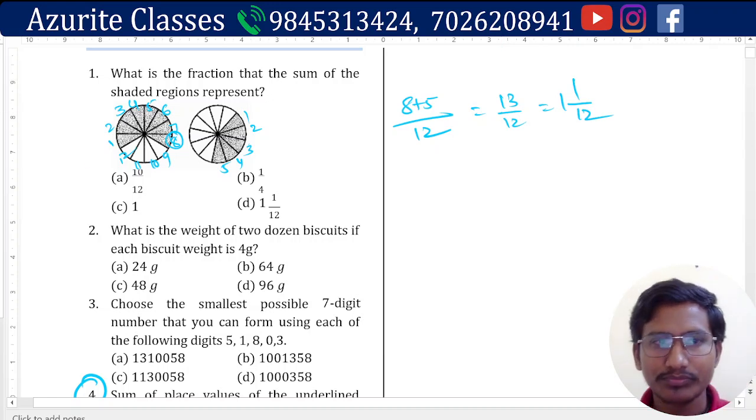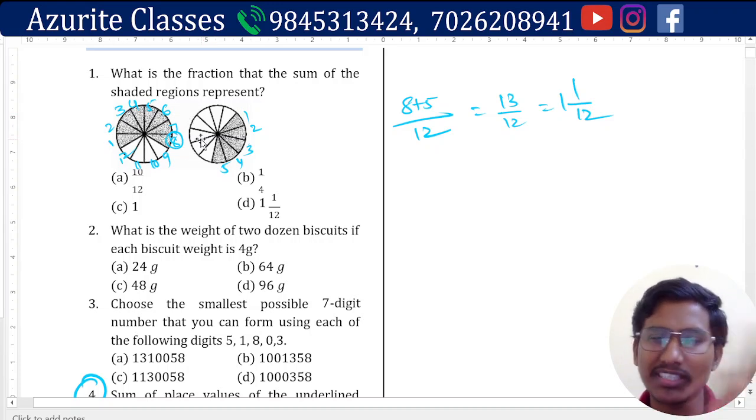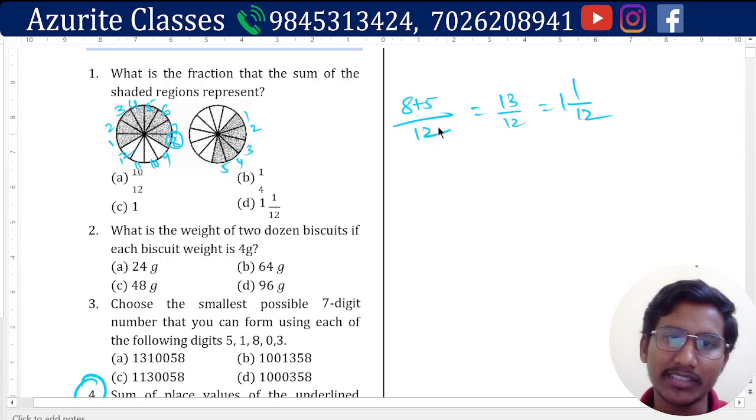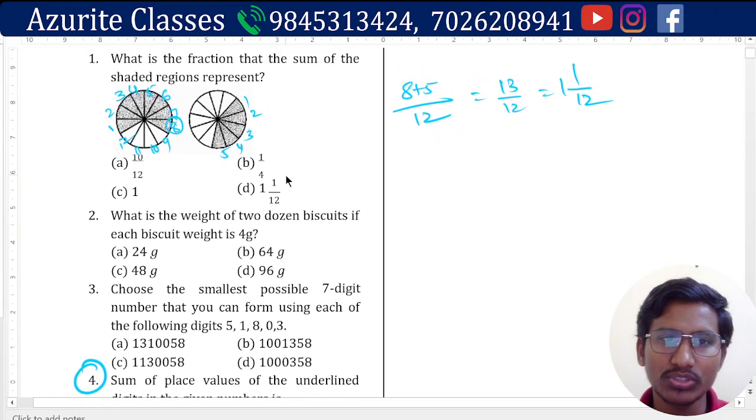This is how you have to do. So the colored parts you have to count. Don't take 12 and 12 and make 24, that is wrong, because we are making 12 parts only in each. Here also 12, here also 12, that is the same part. So we should not add in the denominator. Only the numerator we have to add. Okay? Let's do the next question, that is the second question.